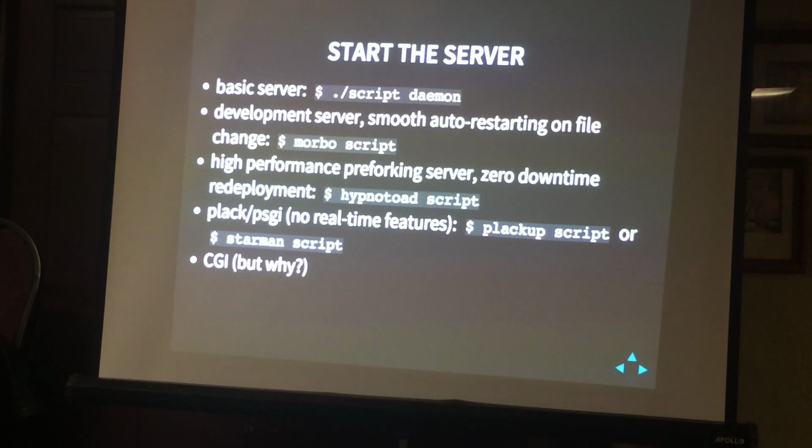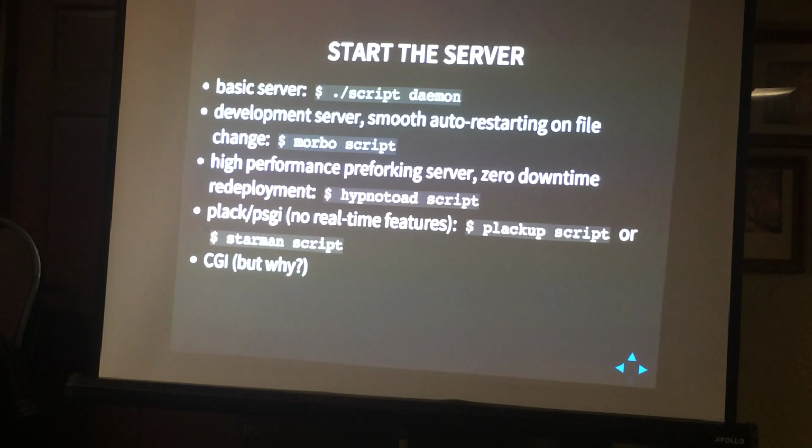Then you start it. If we called that script, you start it with just ./script daemon. That's the basic Mojolicious built-in web server. It's the basis of all the other web servers too, so it's all the same code for the servers. We also package in a development server called Morbo. Morbo watches your source files, and if you change the source files, will automatically restart the app. So you can develop along the way, flip over to your browser, and it's already running the new code.